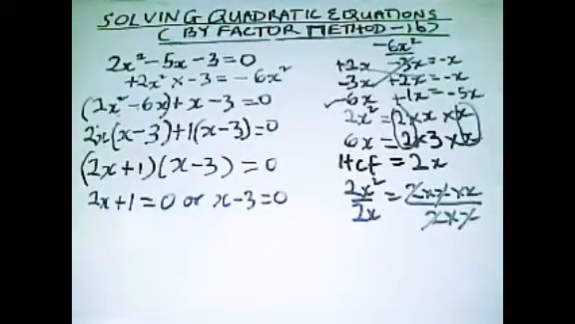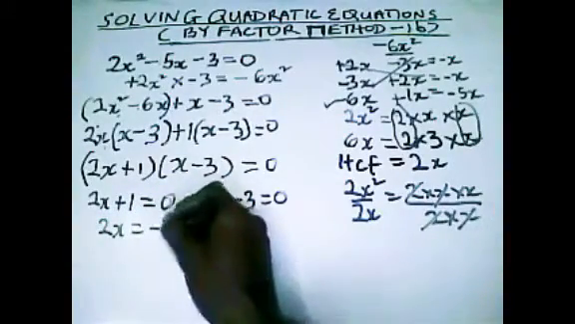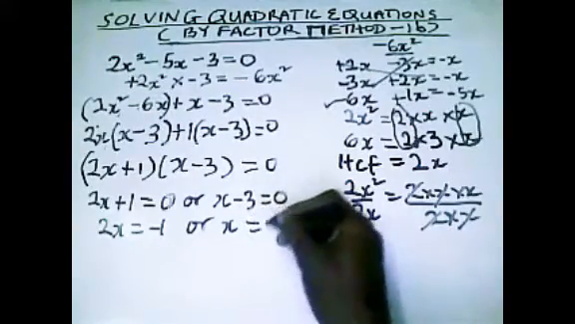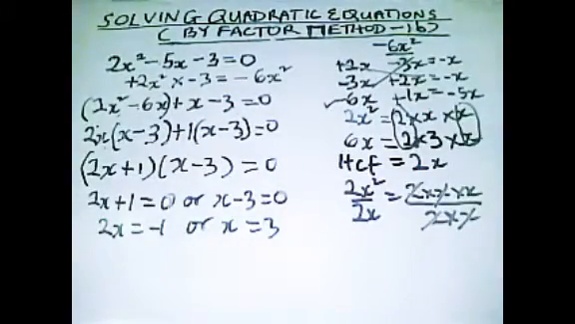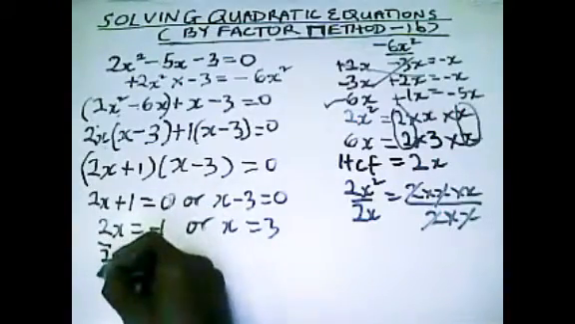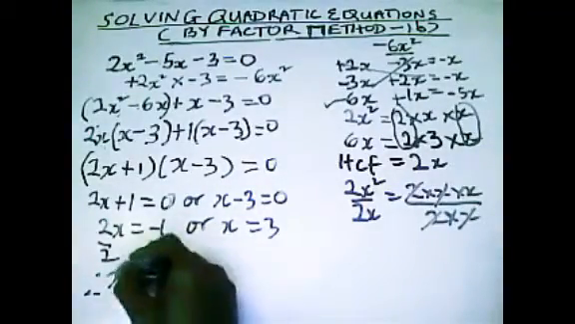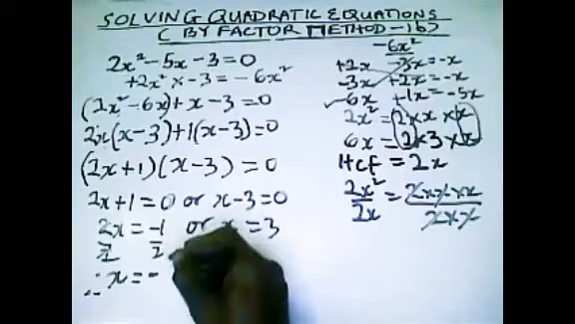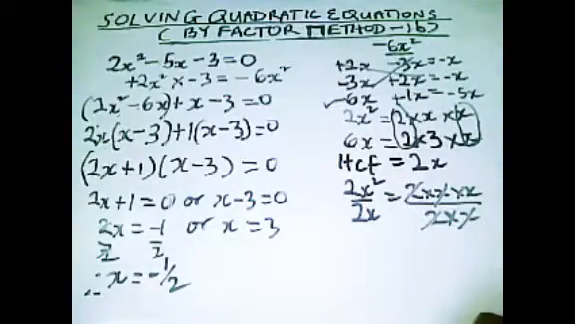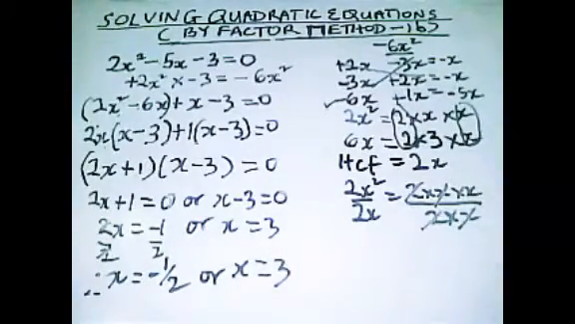Now from here, we can take this one to this place here. It becomes 2x equals minus 1, or x equals 3. If you take your minus 3 to this side, it gives us 3. So now if you divide both sides by 2, you shall finally arrive at the answer, which is x equals minus 1 upon 2. That is minus half, or x equals 3. So that is the solution to the problem on the board.